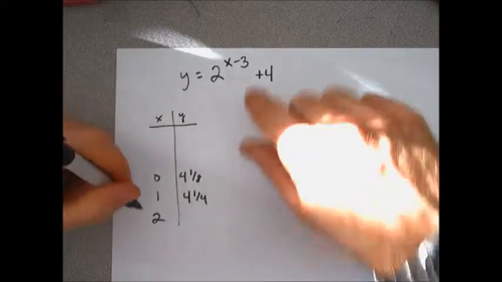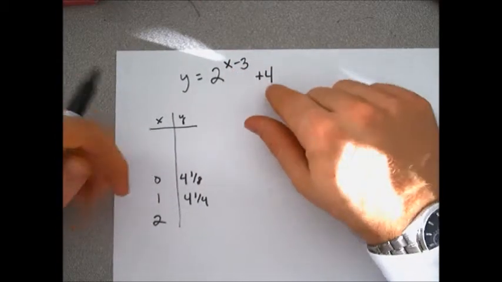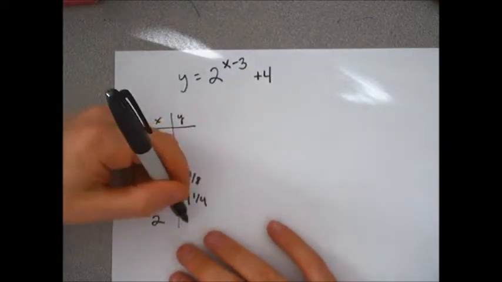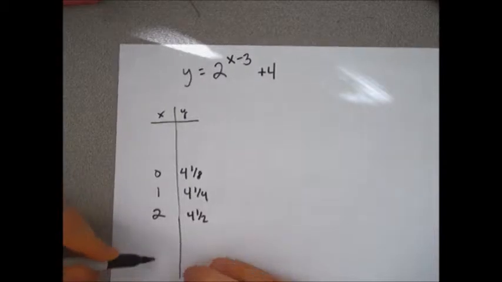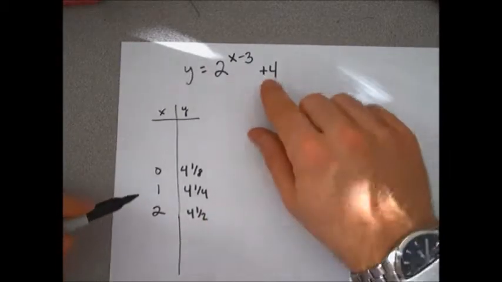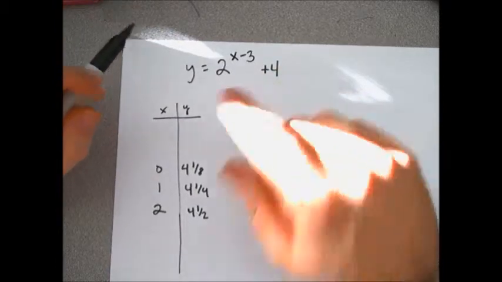If we do 2, 2 minus 3 is negative 1, so this is 2 to the negative 1, which is a half, and 4 plus a half is 4 and 1/2. So you notice that as we keep going here, we're just going to get closer and closer to 4, which is what this means. So the plus 4 means we also shift the asymptote up 4 units.